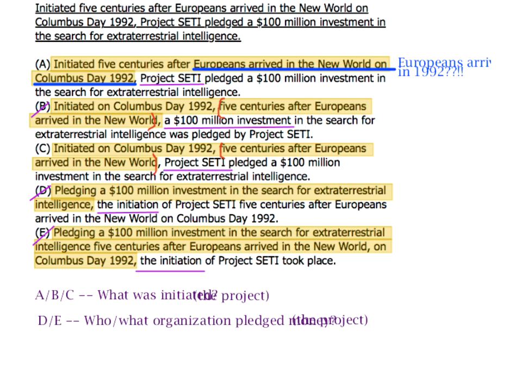Notice that C doesn't do that. In C, you have this modifier that is specifically placed after Columbus Day 1992, so it is correctly describing Columbus Day 1992 as 5 centuries after Europeans got here. So you don't have this issue of weirdness here. And that is the story.